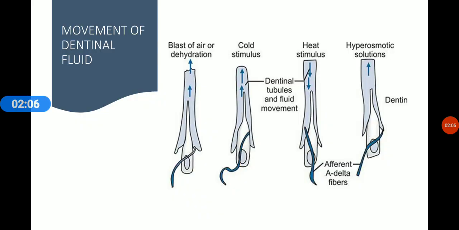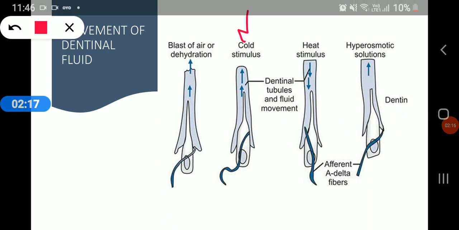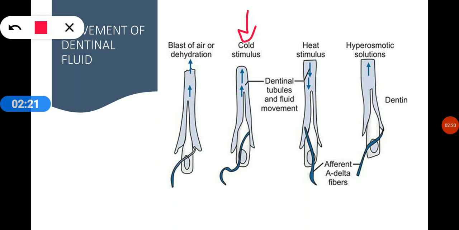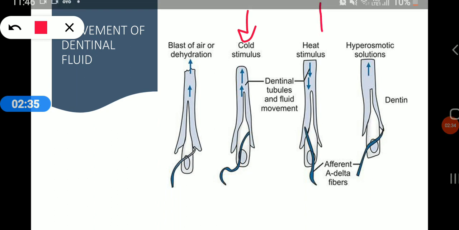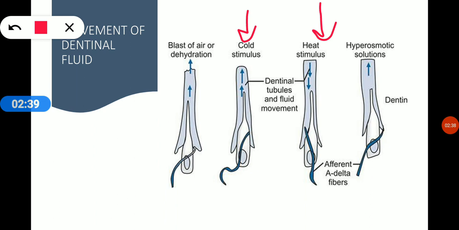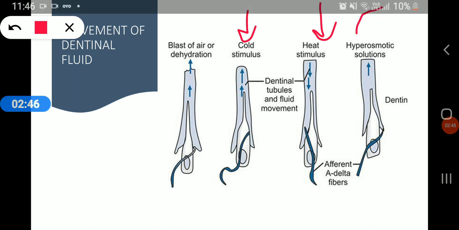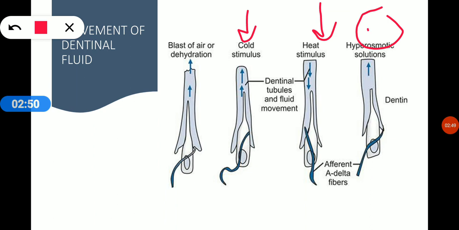So before jumping onto the thermal pulp test, we must first see what the response of the tooth to this thermal stimulus is. When we apply cold to a tooth, what happens? We see the movement of dentinal fluid outwards. Why? Because on applying cold, we see vasoconstriction, which causes the fluid to move outward. Whereas on applying heat, we see vasodilation, and thus the pressure within the pulp falls and the fluid moves inwards. Whereas with hyperosmotic solutions, which contain less water, we see movement of fluid towards the hyperosmotic solution.